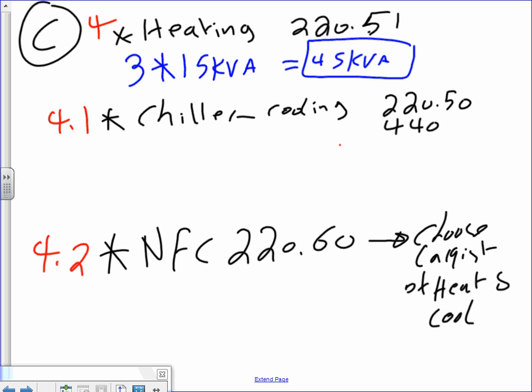Fixed electric heating at 100%. We did it at 100%. You guys saw it says take it at 100%.